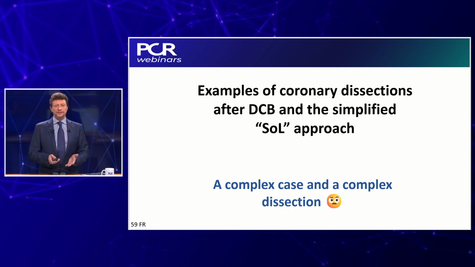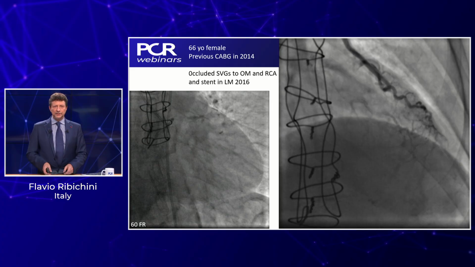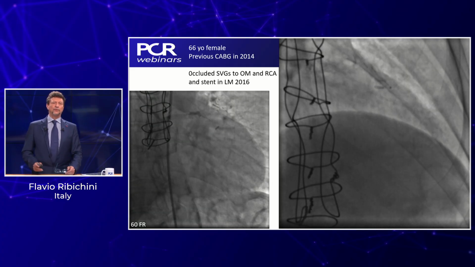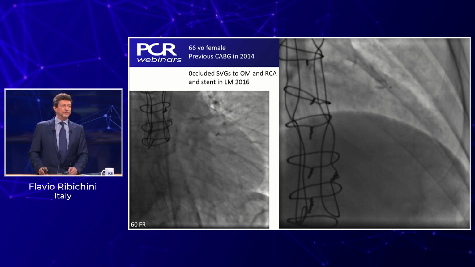It's the decision to stent or to leave, addressing real-life cases. So we go, please, to the next slide, and we see real-life examples on how to manage cases with dissections. The first one is a case we did 3 years ago. It's a 66-year-old female who underwent previous cardiac surgery.